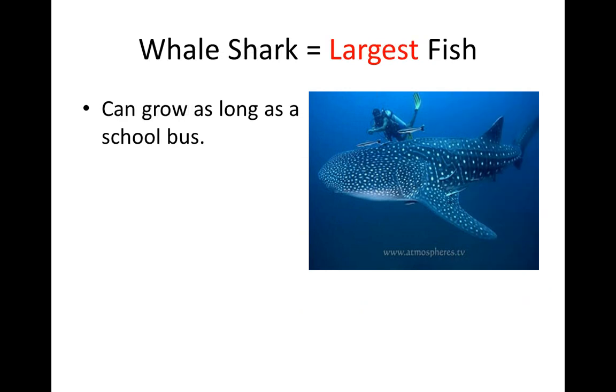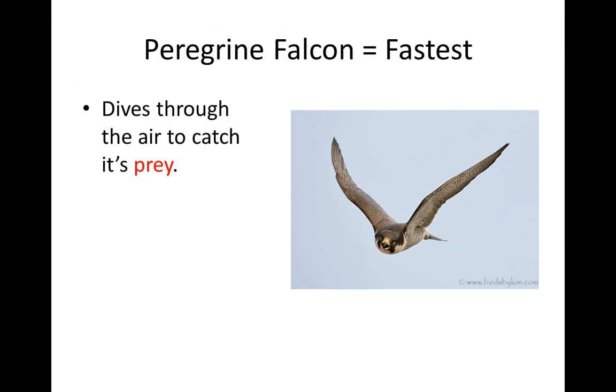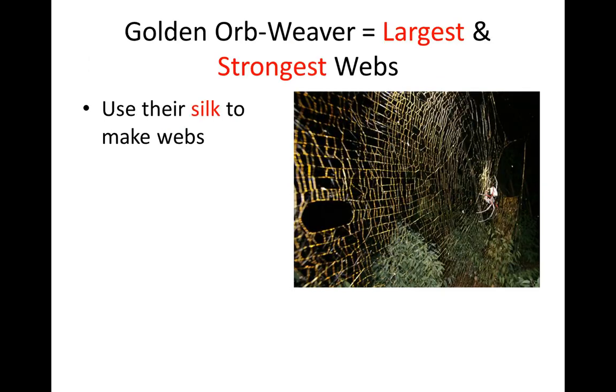A whale shark is the largest fish. Can grow as long as a school bus. Peregrine falcon is the fastest. He dives through the air to catch its prey. A golden orb weaver is the largest and the strongest web. They use their silk to make webs.